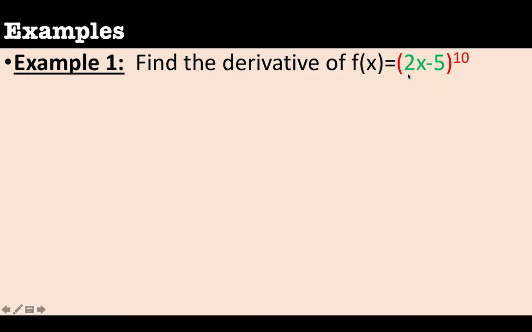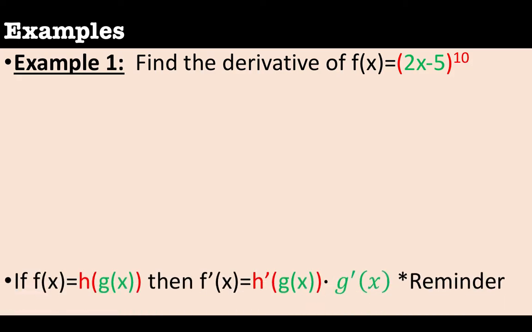Or you could write this whole thing out 10 times, do FOIL about 10 times, and then take the derivative using the power rule. But again, that's going to take a very long time. The shortest way to do this problem is to use the chain rule. My inner function is 2x minus 5, and my outer function here in red is x to the 10th power. If we imagine that this right here was an x, it's going to be x to the 10th as my outer function. Let's go ahead and see how we would do this.